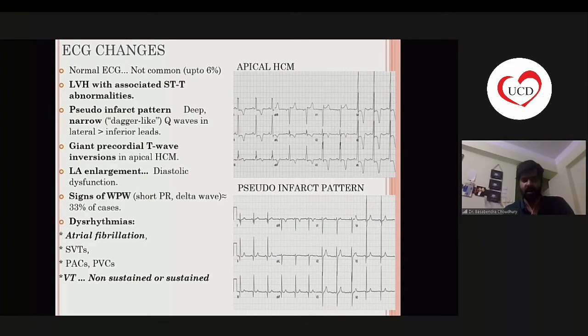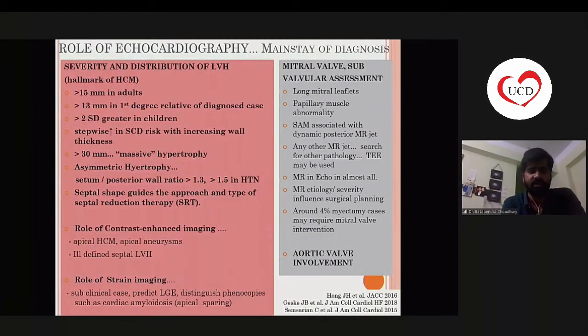We can see LA enlargement suggestive of diastolic dysfunction, signs of WPW syndrome, and several arrhythmias, most common being atrial fibrillation. Up to 20% of patients with HCM can have atrial fibrillation, SVTs of various forms, VPCs, PACs, and of course VT, which can be sustained or non-sustained, and can also degenerate into VF, which can lead to sudden cardiac death. So the role of echocardiography, we have already discussed.